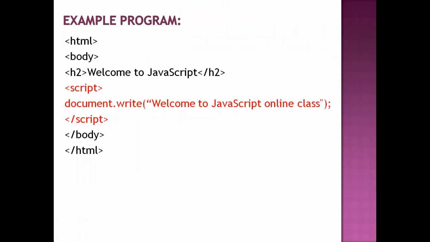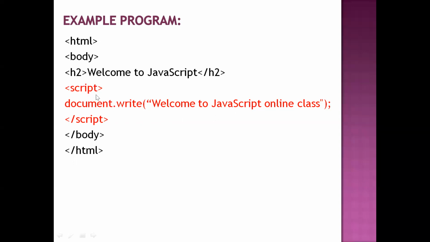Now let's see an example program on JavaScript. Here I am writing this JavaScript code inside the HTML body part. Inside the body section, I am writing the script tag. This is just for displaying a message like welcome to JavaScript using the heading tag. This red color portion indicates the JavaScript code. Just now I told you, the JavaScript code is always written inside the script tag. Otherwise your JavaScript code will not be recognized by the browser. Here in this JavaScript, I am just printing one message like welcome to JavaScript online classes.